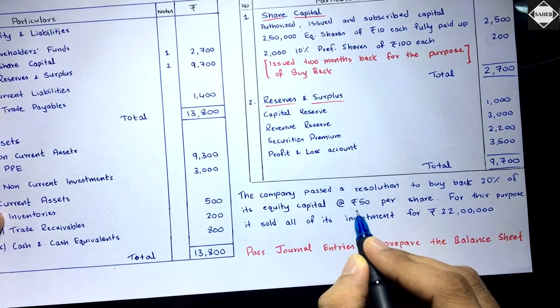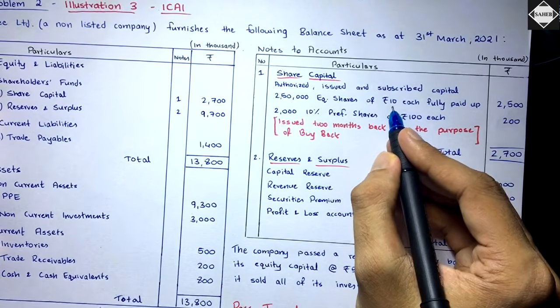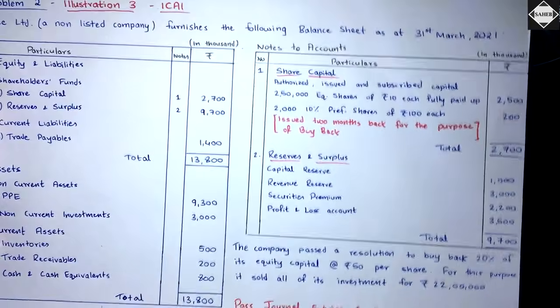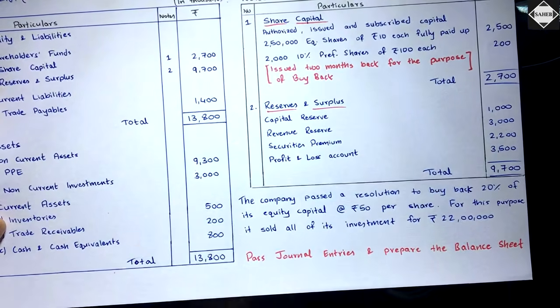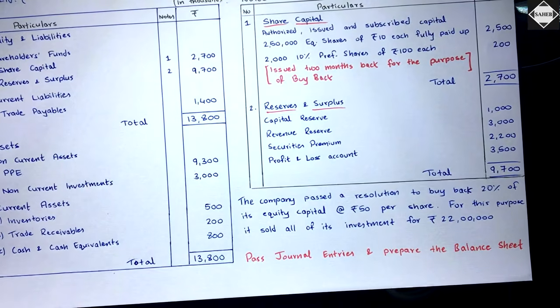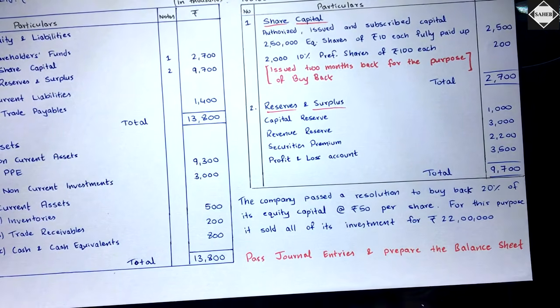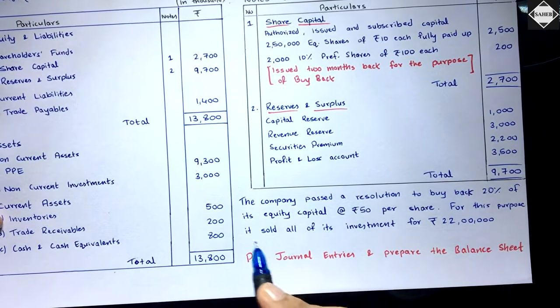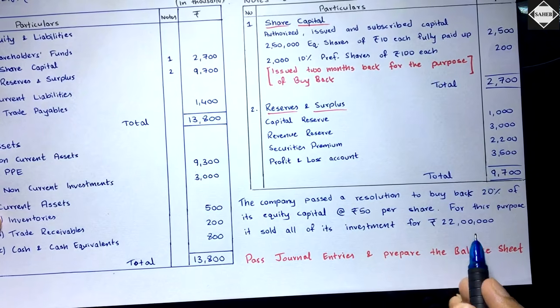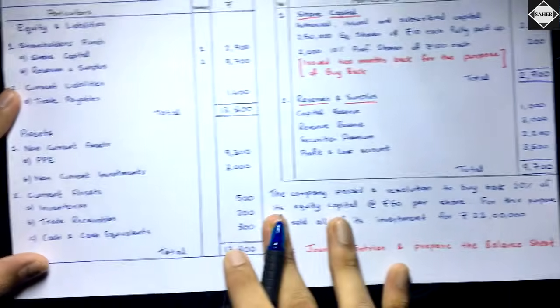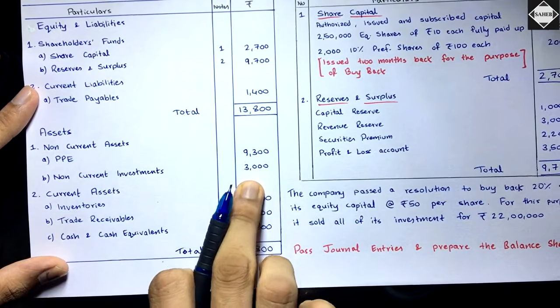This is the buyback price. The face value of the equity share is rupees 10 and it is bought back at rupees 50. So the remaining 40 rupees will be paid to equity shareholders. That would be premium on buyback. Fine. That would be a loss to the company. For this purpose, it sold all of its investment for rupees 22 lakh. The investment is being sold, all the investment. See here, we have how much? 30 lakh investment we have.